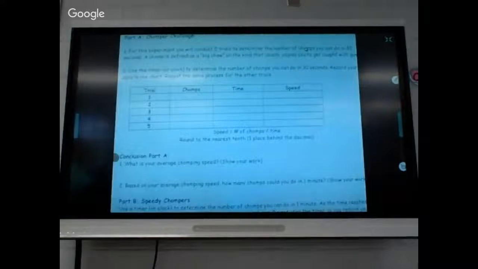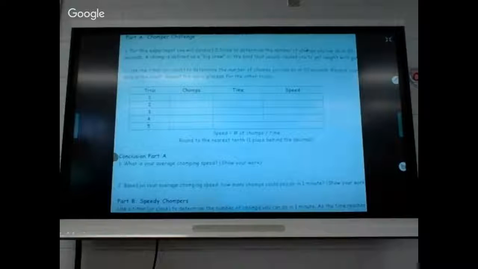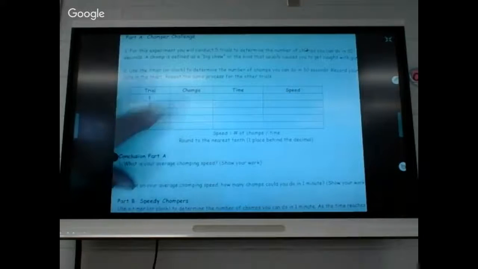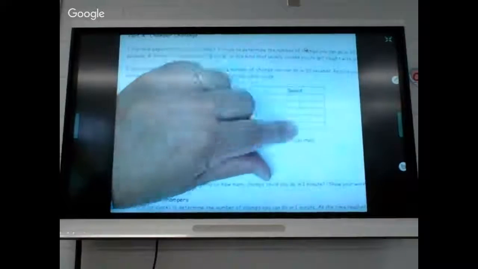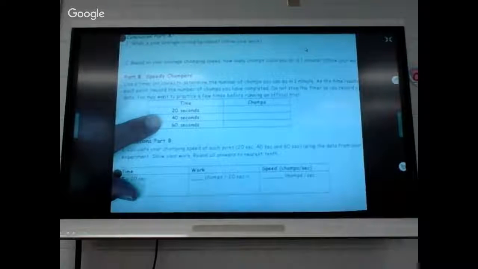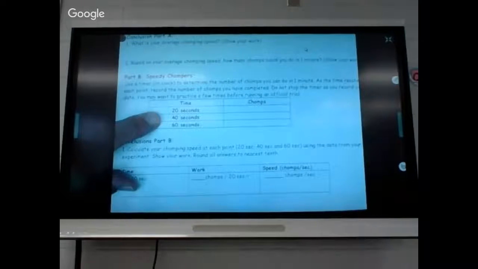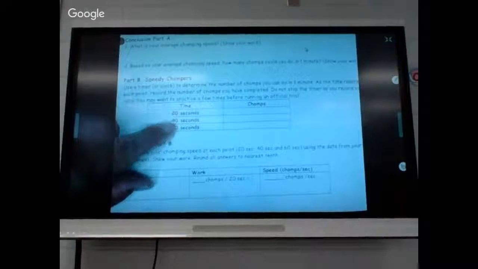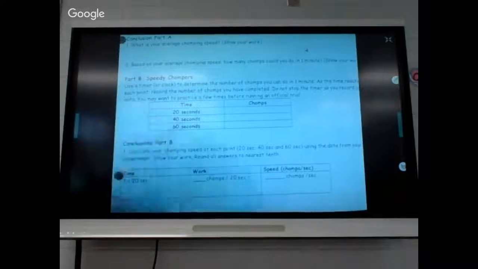And then calculate your speed. Your speed is your number of chomps divided by your time. Now, you've got to get all that data today. You can calculate the speed in a little while. Now, look at this one. You've got to do this one too today. This one is like split times, okay? You're going to time yourself for a full 60 seconds, a full minute, continually counting. Watch 20 seconds tick off, chewing, chewing, chewing.